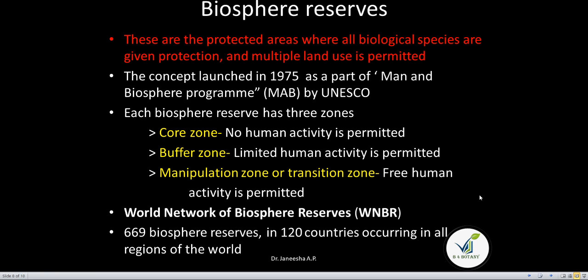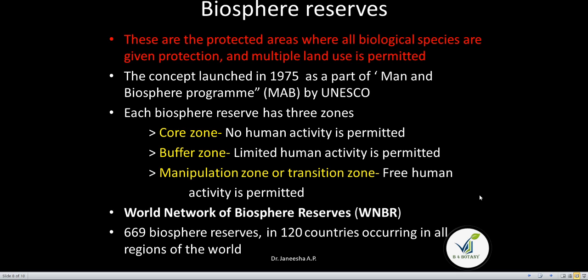And there is a World Network of Biosphere Reserves, WNBR, and in our world 669 biosphere reserves are recognized in 120 countries. So these are biosphere reserves.